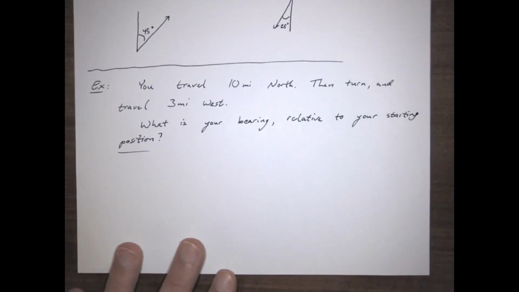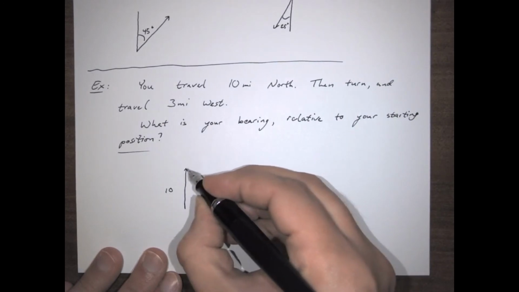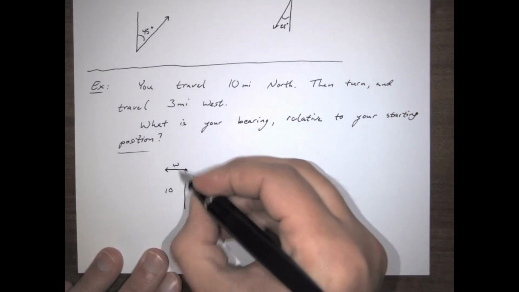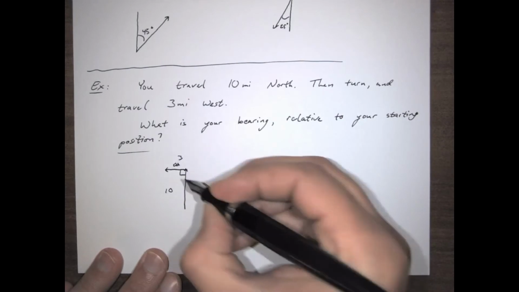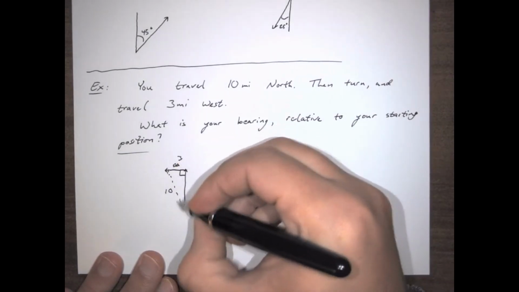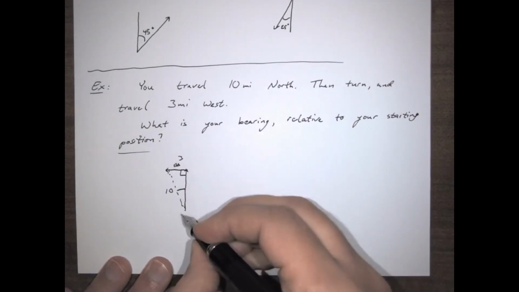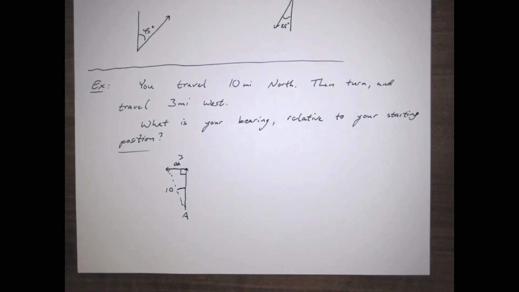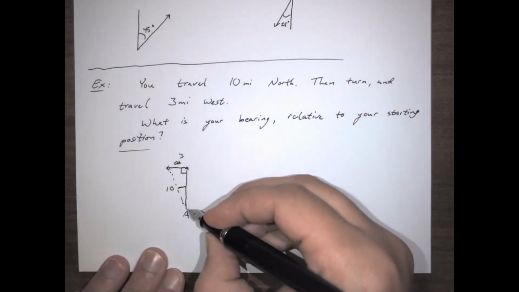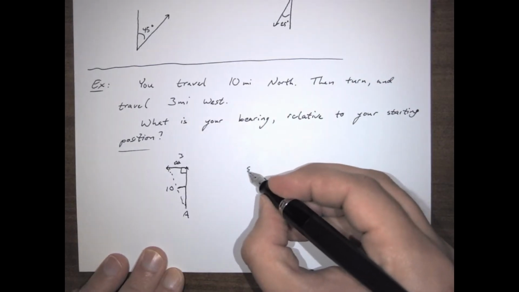Okay, well, let's just sketch it. 10 miles we went north, followed by 3 miles that we went west. Oops, 3, and that's a right angle. So then the question is, what is this bearing? So where we stand now versus where we started. So we want this angle. This angle A is what we want, and we can just try to figure it out. So A here, we have the opposite side and the hypotenuse. That sounds like a sine to me.